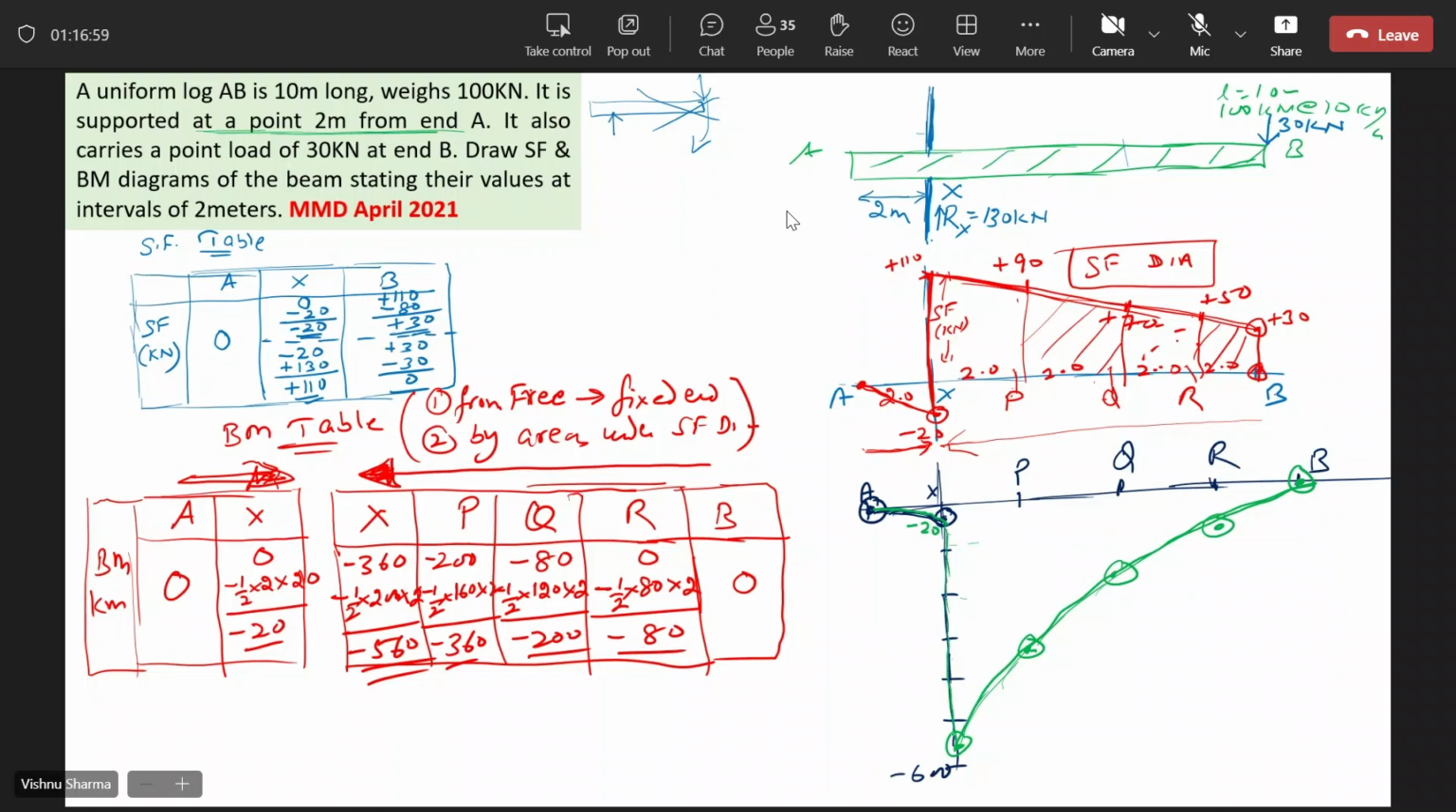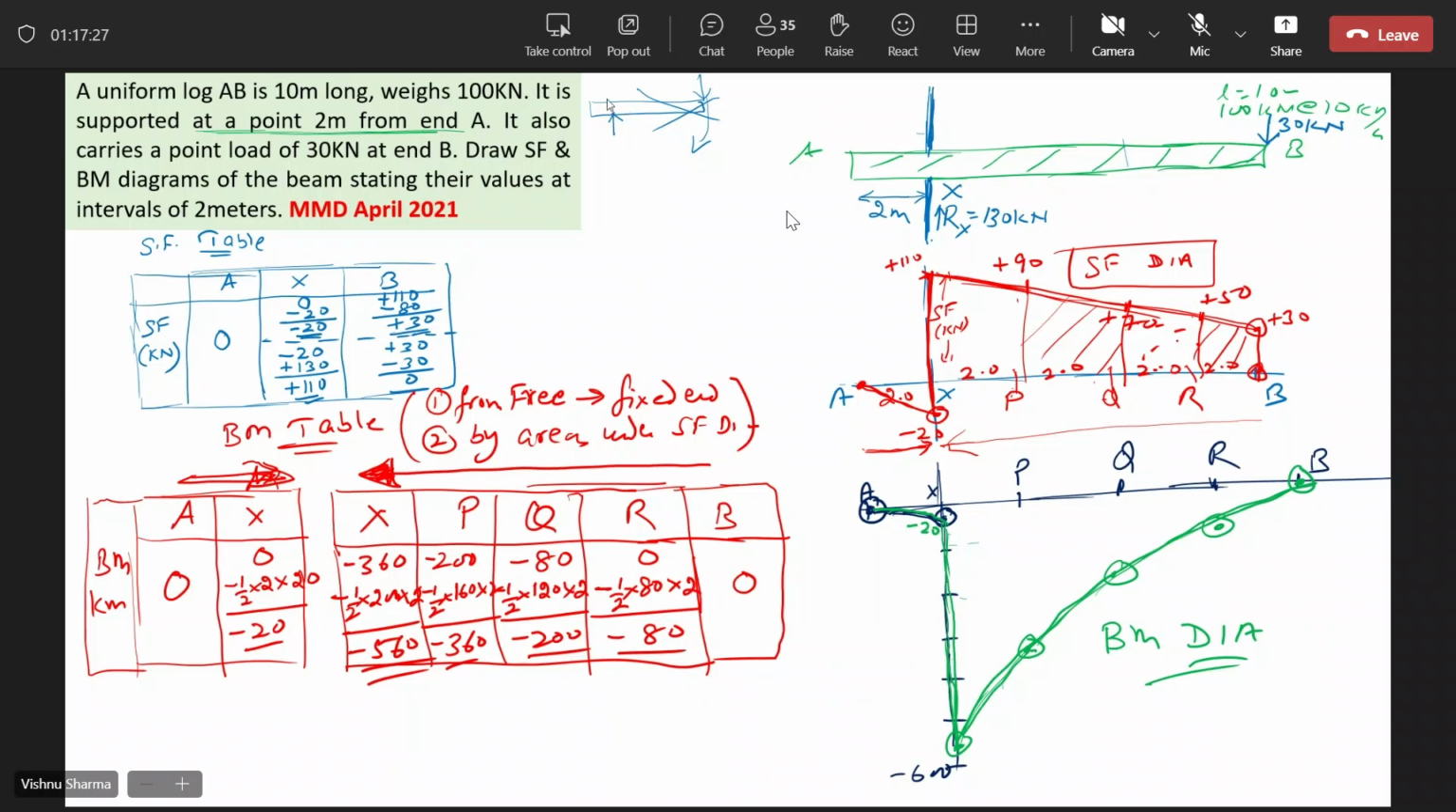If you want, you can join here. It doesn't matter, because this support is converting this into two distinct cantilevers. It's dividing the log and making it into two distinct cantilevers. Correct, beta? Yes or no? Am I right? Yes, sir. This will be the BM diagram. This is a curve, guys. This is not a straight line. So this is the BM diagram as per my understanding of this question.